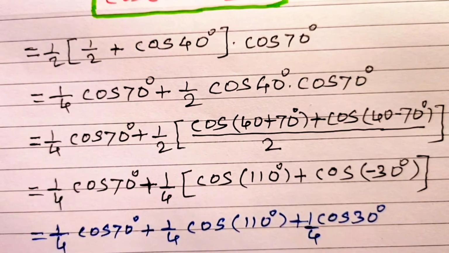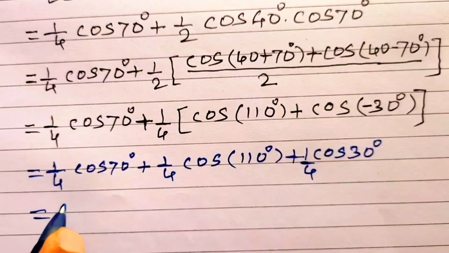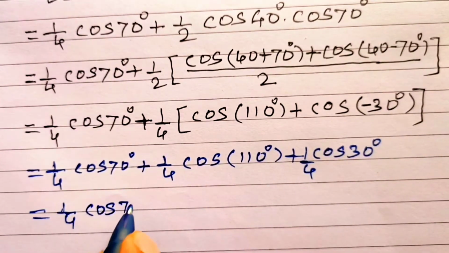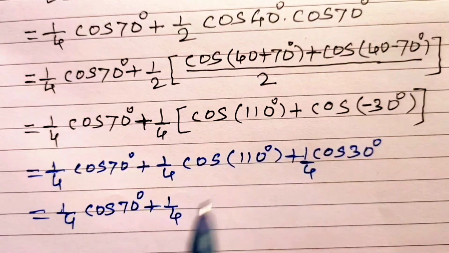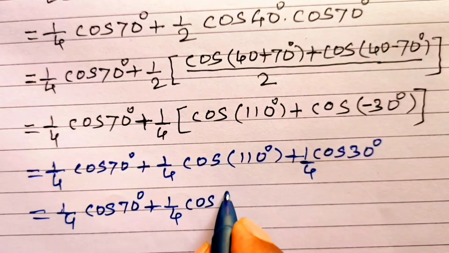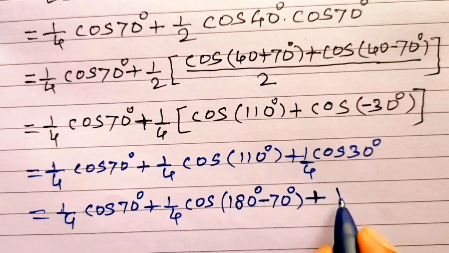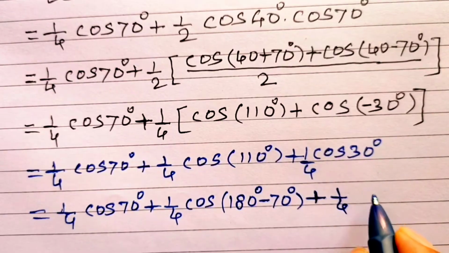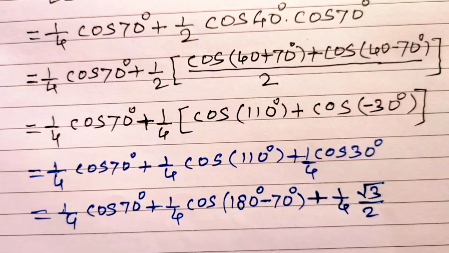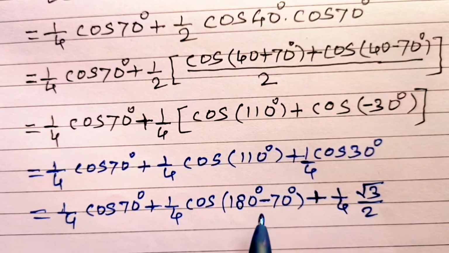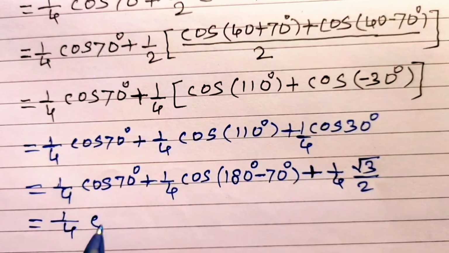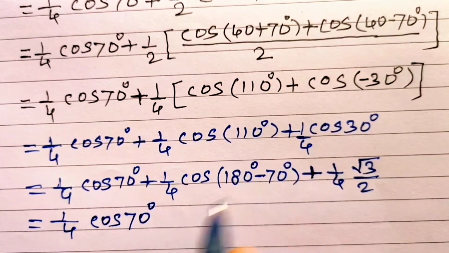1 upon 4. Okay. Now this can be written as 1 upon 4 cosine of 70 degree plus 1 upon 4 cosine of 110 degree can be written as 180 degree minus 70 degree. Okay. Plus 1 upon 4 and cos 30 degree is equal to root 3 divided by 2. Now 180 degree minus 70 degree means this angle lies in second quadrant, and you know in second quadrant cosine ratio is negative.